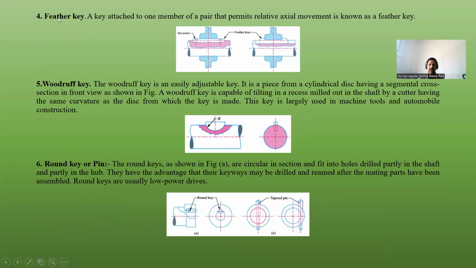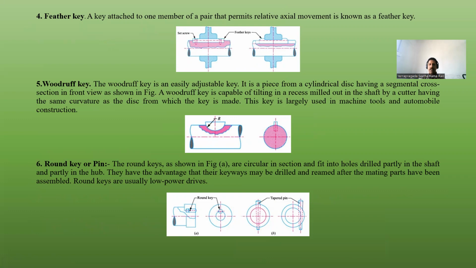Coming to the feather key, a key is attached to one member, as you see, which is attached in the driving shaft here, and the other is also projected on the hub surface by fixing the set screws here. These are known as the feather keys. This allows the free axial movement of the hub. This permits the axial free movement of the hub. That is the advantage of the feather key.